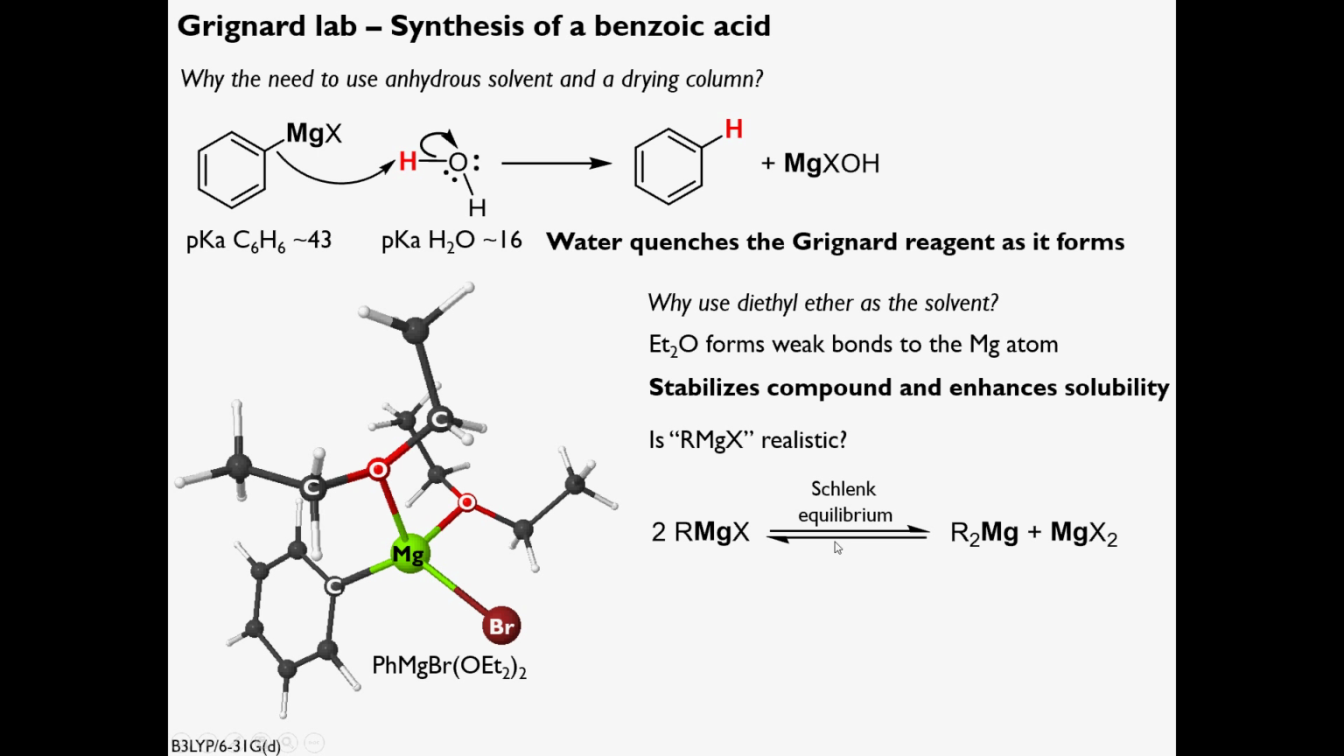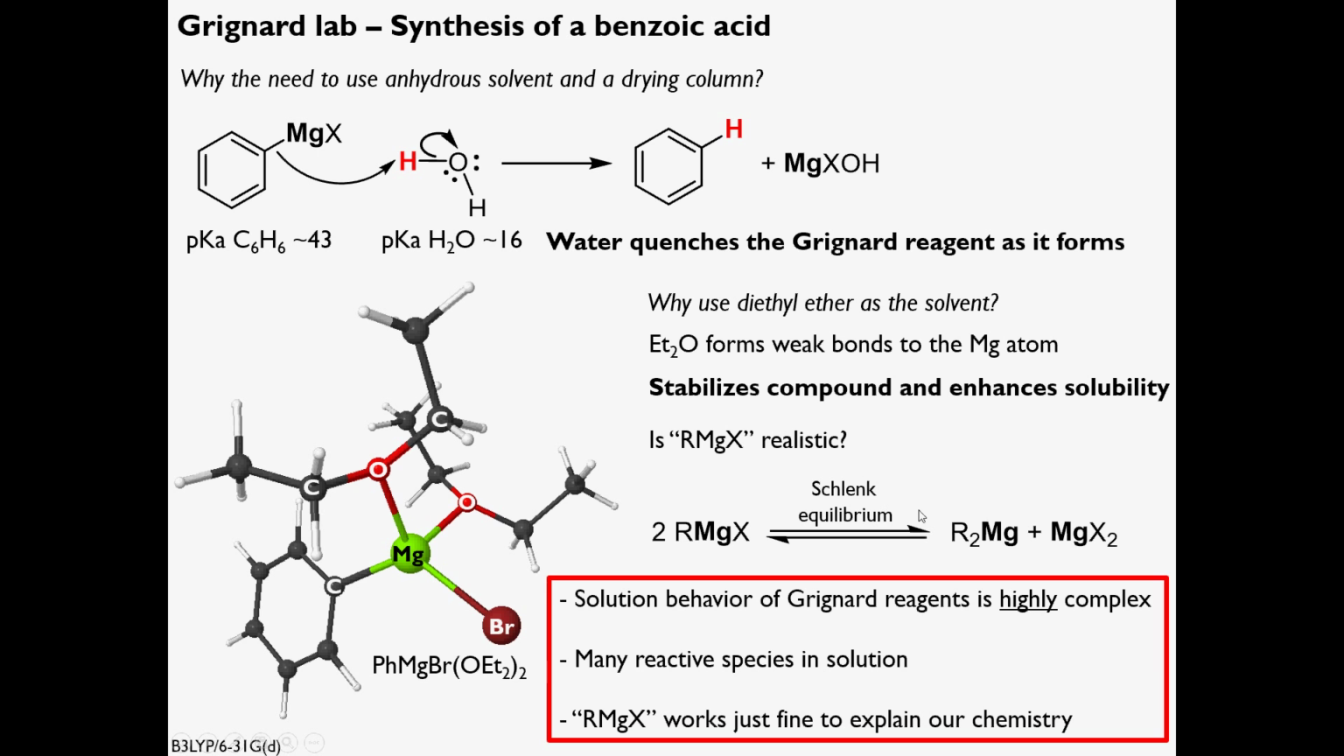the Grignard reagent itself, wherein in solution, these two molecules of any Grignard reagent, R is just an organic group, disproportionate and in fact go through a dynamic equilibrium to produce a molecule of this diorganomagnesium compound and a dihalomagnesium salt. Now, we certainly don't want to get too involved in this. This is a very, very complex area.